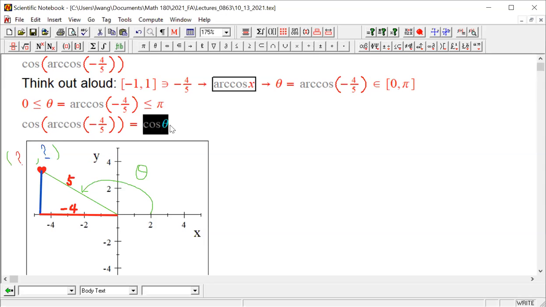What is cosine theta? Cosine theta is going to be what? The x/r. We already have x is -4, r is 5. Do you guys see that? So that's why the answer, if you go this way, is also -4/5. Do you follow me? Does everybody follow me?